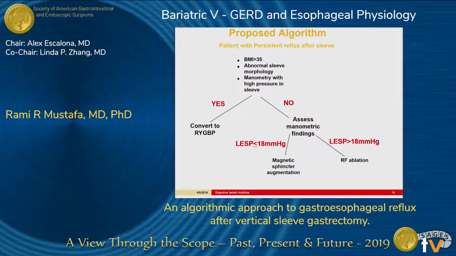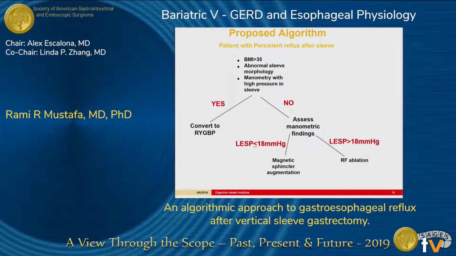So this is kind of how the algorithm breaks out. If a patient has a BMI over 35, they have abnormal sleeve morphology, or the manometry shows high pressure within the sleeve, as shown in the first talk earlier today, then those patients were converted to a bypass. However, if none of those features were present, then this allowed us to offer patients other treatment strategies. So almost a third of the patients could undergo something that was not a conversion to a bypass, and really based on the principles of LES function.